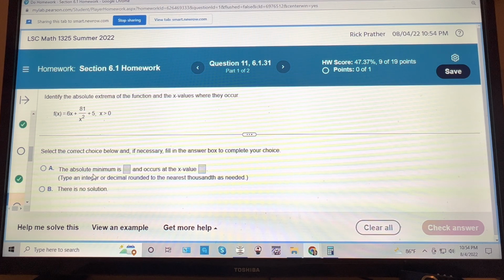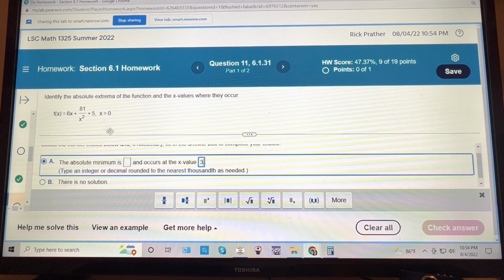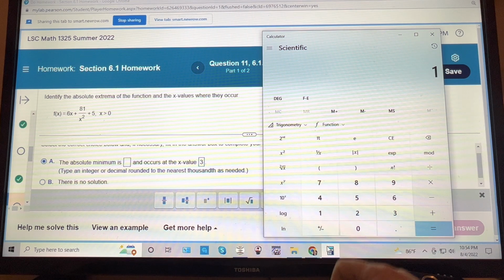So there is an absolute minimum at x equals 3 for sure. And then we could get the value by plugging 3 back into the original function. So 3 squared is 9. 81 divided by 9 is 9. 6 times 3 is 18. So 18 plus 9 plus 5, the minimum value is 32.